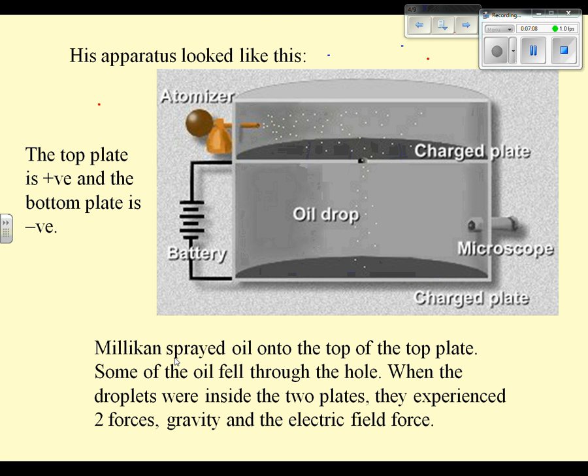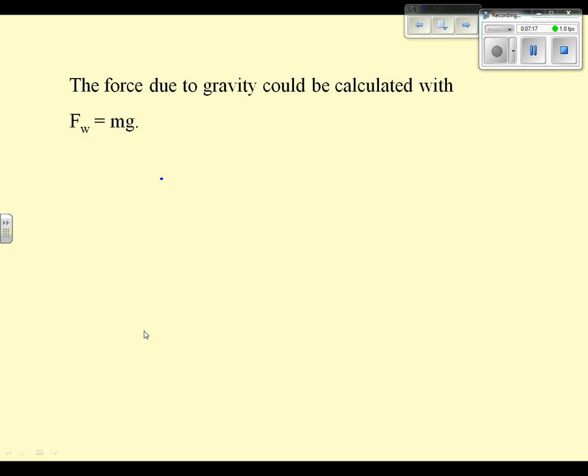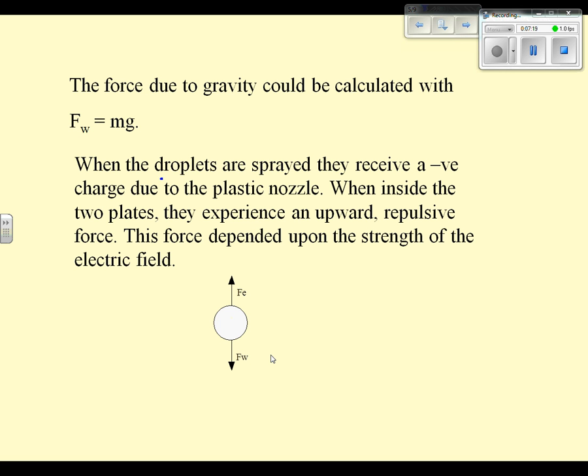Okay. So Millikan sprayed oil onto the top of the top plate. Some of the oil fell through the hole. When the droplets were inside the two plates, they experienced two forces, gravity and the electric field force. And it looks kind of like that, like I just drew. The force due to gravity can be calculated with Fw equals mg.